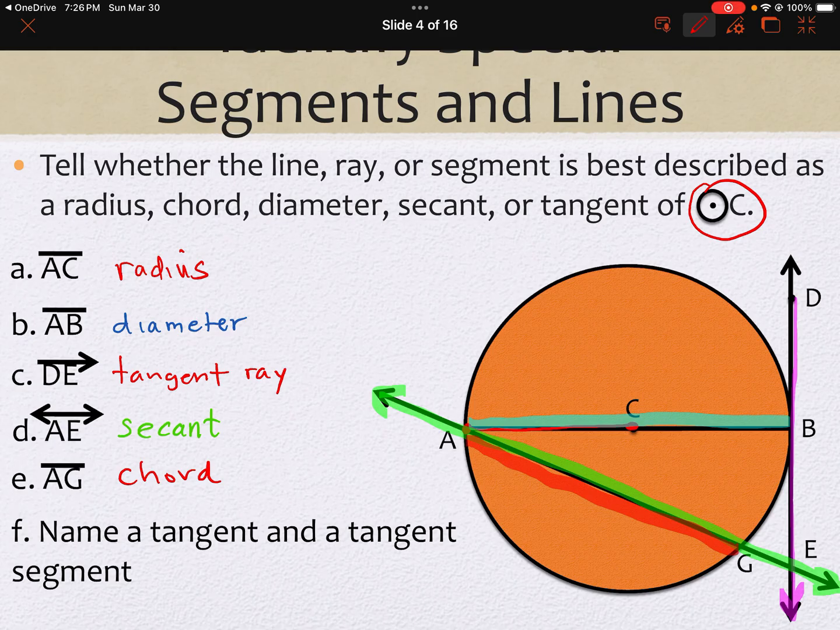Name a tangent and a tangent segment. Well, remember that purple there is a tangent ray. If you want a tangent line, we could write it as line DE. If you want a tangent segment, you could do a couple different options here. You could throw B in there if you want, or you could just say segment DE. But obviously any segment that's part of that segment would be a tangent as well.